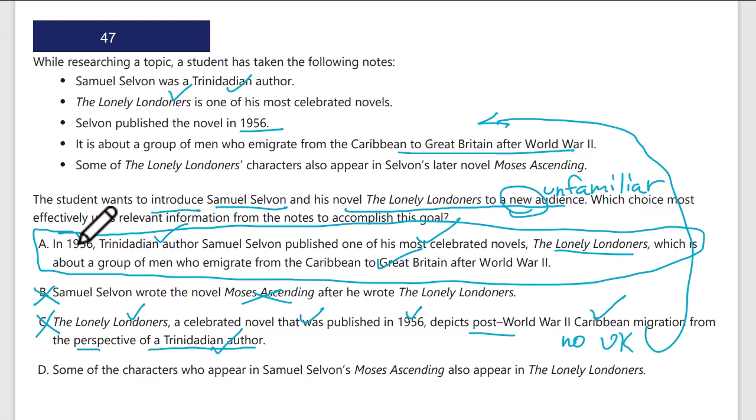D, some of the characters who appear in Samuel Sullivan's Moses Ascending, also, yeah, that's not answering the question. It's not introducing Lonely Londoners to an unfamiliar audience. A is the best answer. C is not a bad answer. It's pretty close, but it's missing some of the basic details.